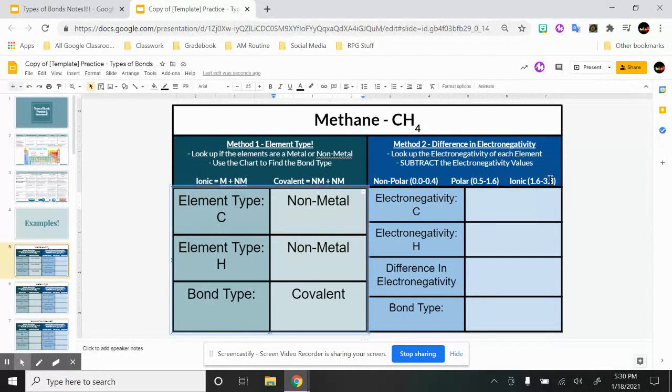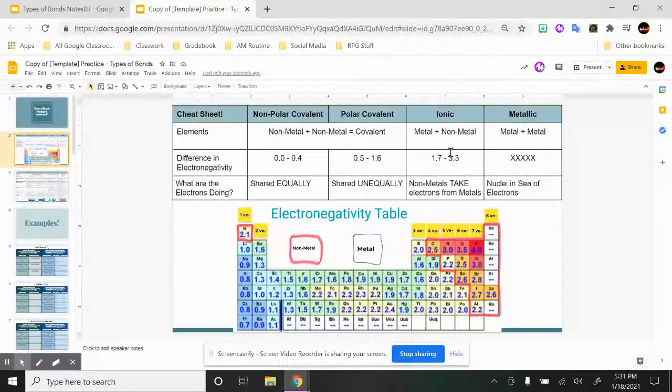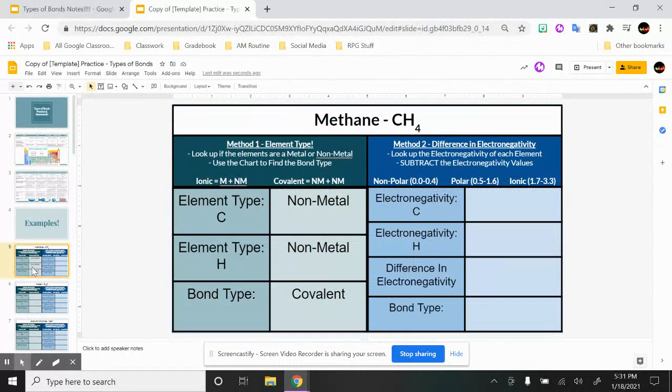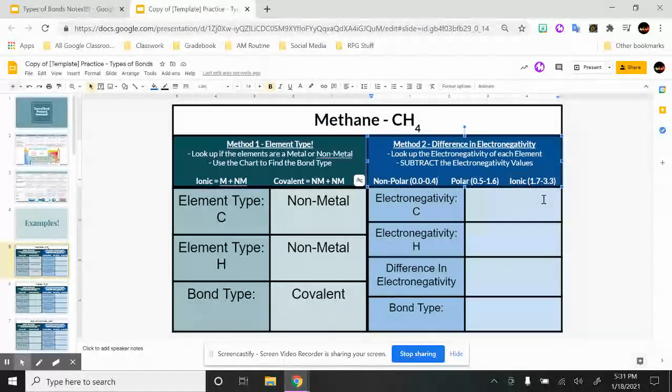Now, one thing real quick, guys, I did make a typo on these slides. So if your slide doesn't say 1.7, it should right here. But it also has it correct on this top slide. So if you look here, it says 1.7. I just made a little typo and wrote the wrong number right here.